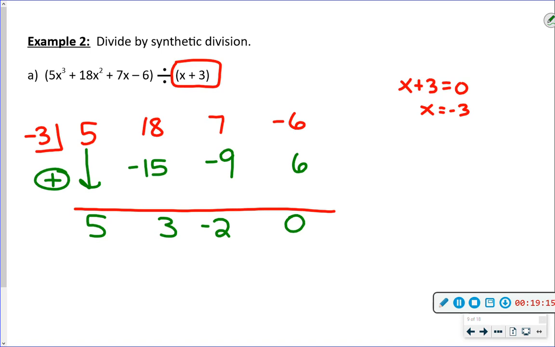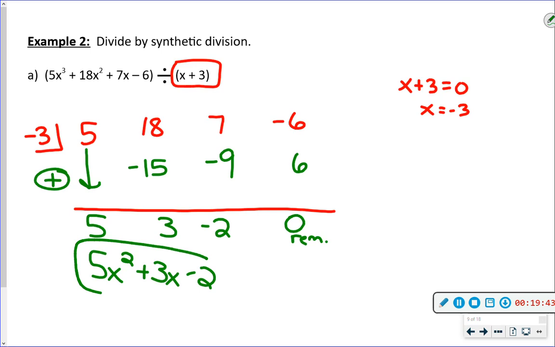So, bam, my answer, 5x squared plus 3x minus 2, remainder 0. Done. Okay, how do you get your answer? I know I rattled that off fast. Your last number is always the remainder. A little note there, my remainder. And then your degree of your polynomial here is a cube. You're always down 1 in power. So this is 5x squared plus 3x, x to the first, minus 2. No remainder. Doesn't say we have to write the answers in both forms.